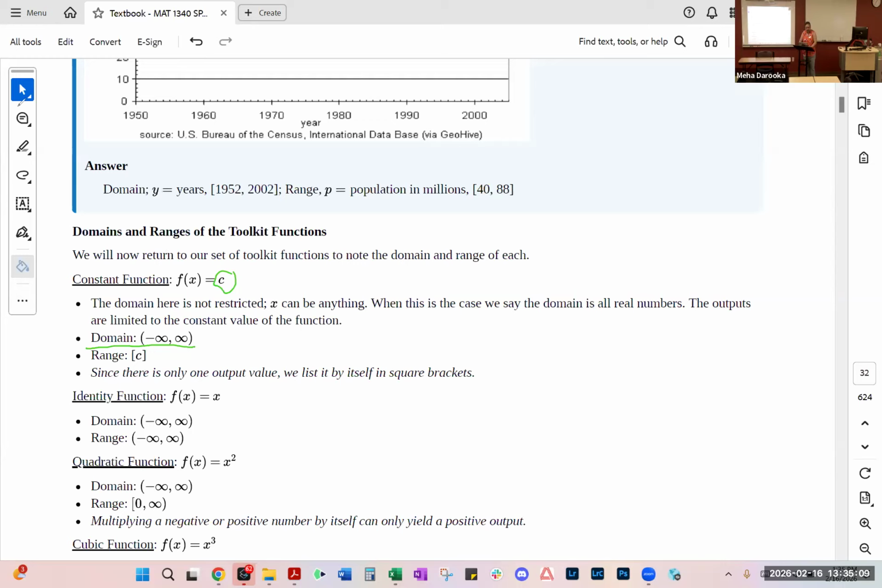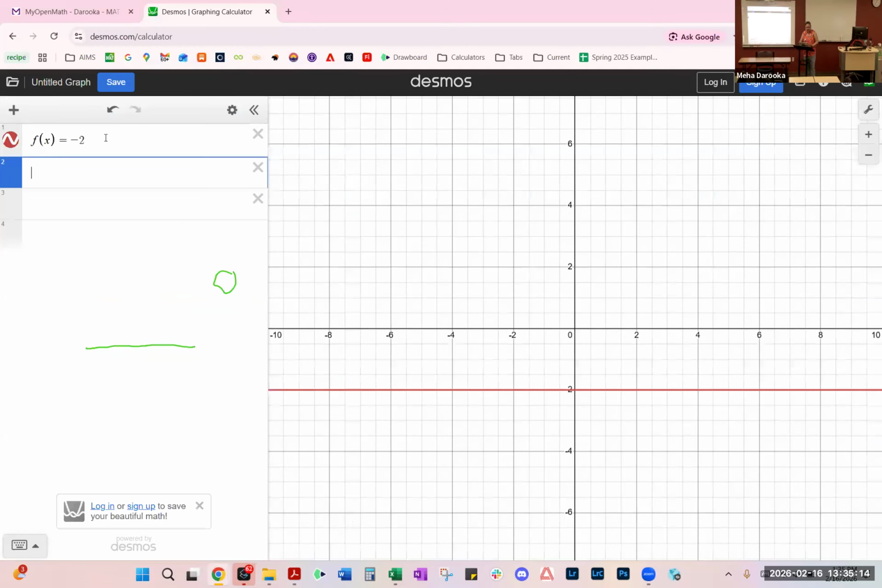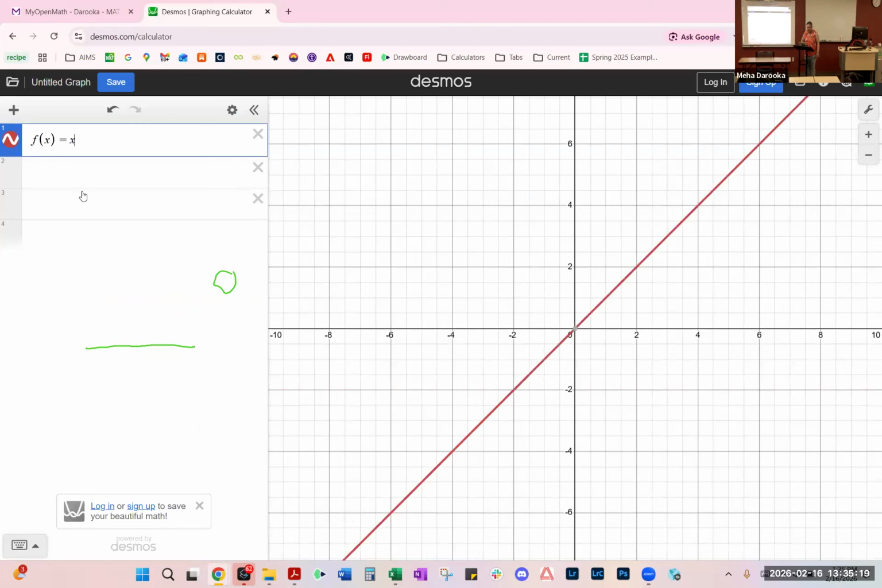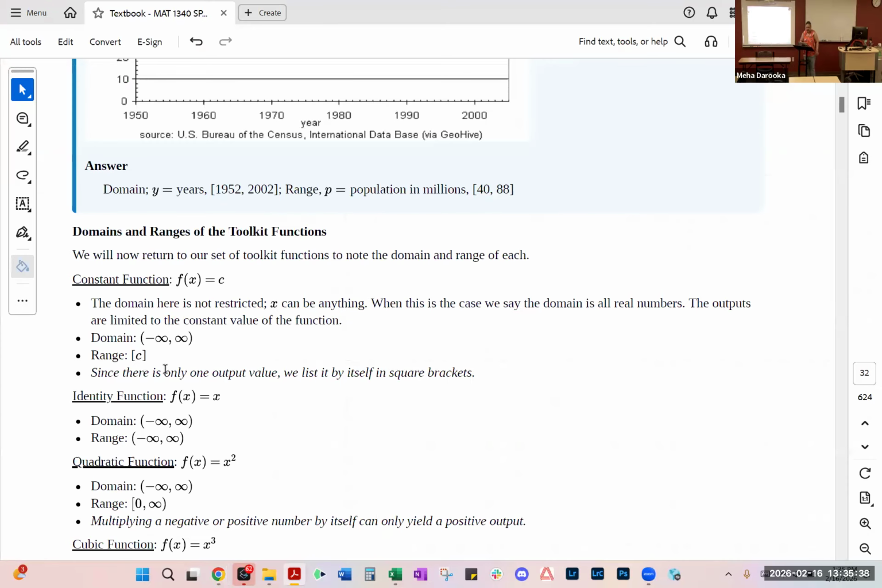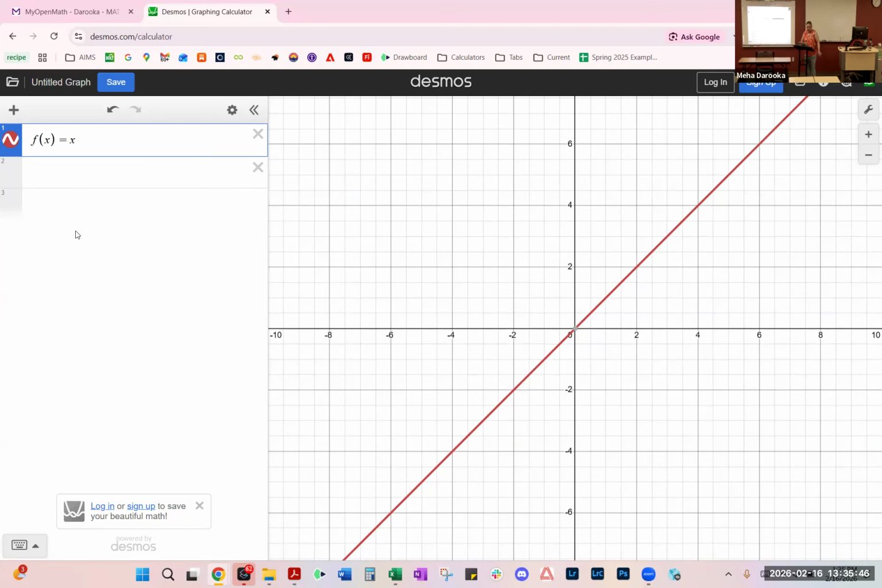Remember your identity function, the reason why it's called identity is because your x and y values are going to be exactly the same. So if I change this to f of x equals x, which is another way of writing this would be y equals x. And that's why it's called an identity function because your x and y share the same values. And you can see what this function ends up looking like. So in this case, you will again notice that our domain will be all real numbers, but this time the range is also all real numbers for the identity function.